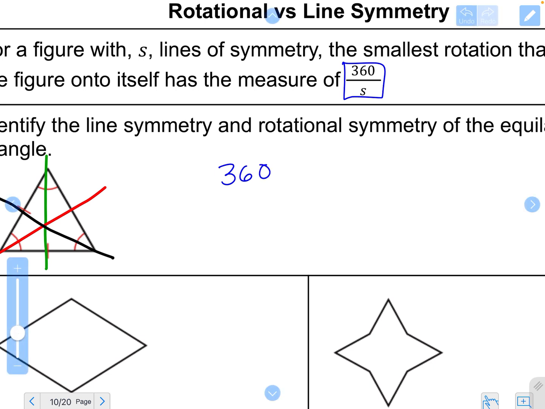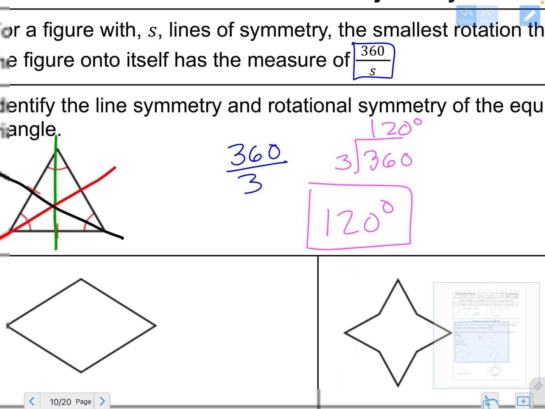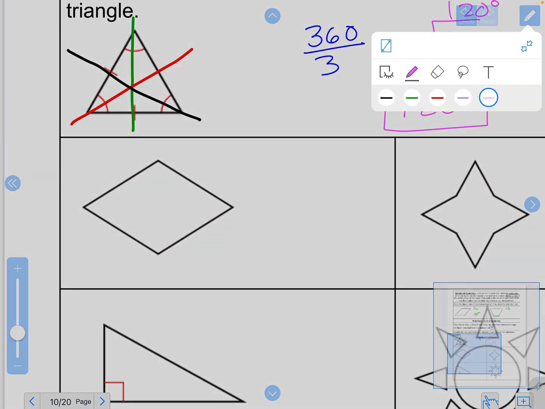So what we do is we take, it's kind of sort of a formula, 360, which is the full degrees of a rotation. And because it has 3 lines of symmetry, we know it's going to rotate 3 times and be the same. So we're going to take 360 and divide it by 3. So we get 120. So this shape, our equilateral triangle, has 120 degrees of rotation. So every 120 degrees, when we rotate it, it's going to be the exact same shape.